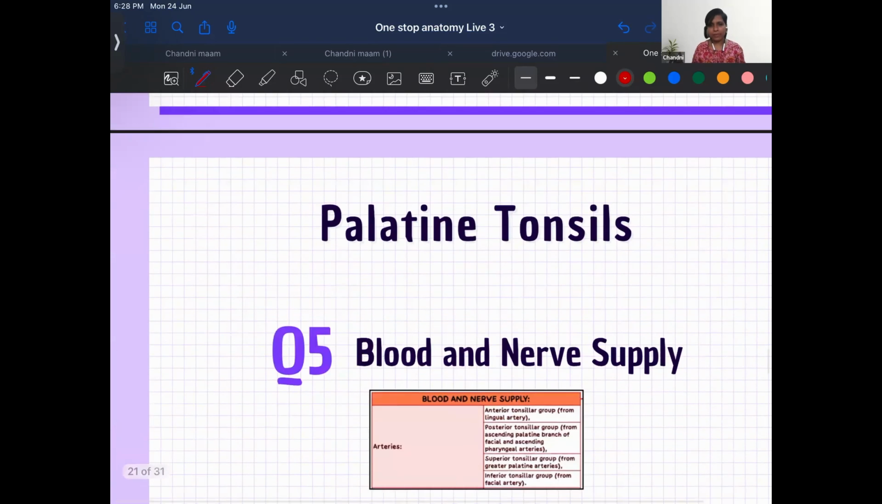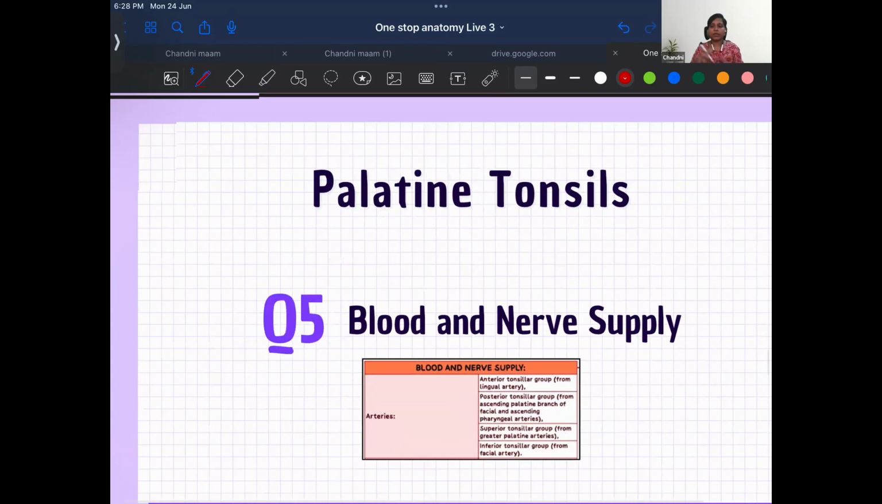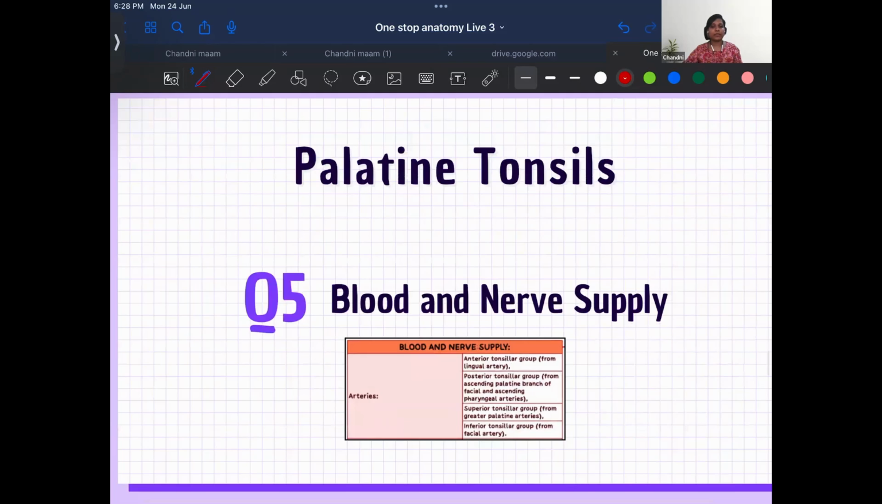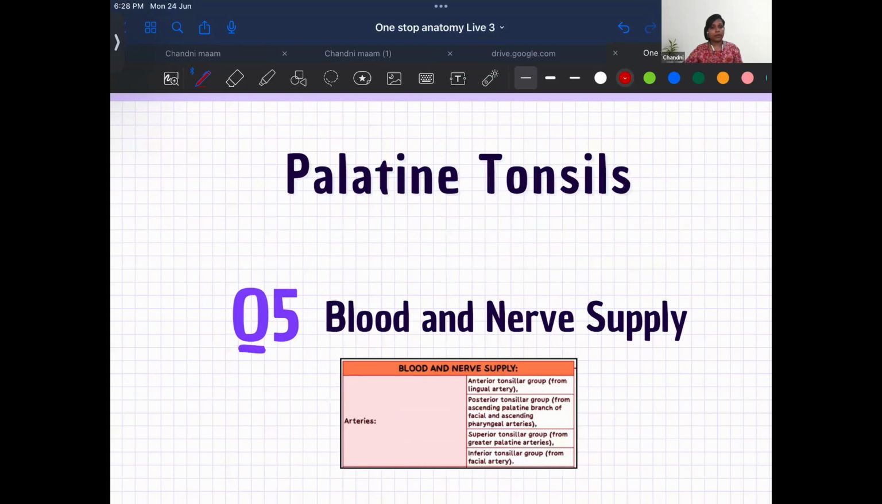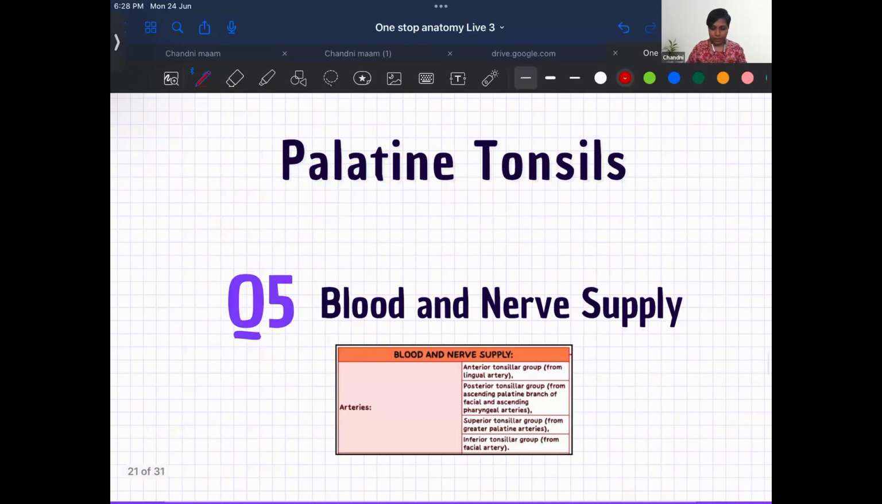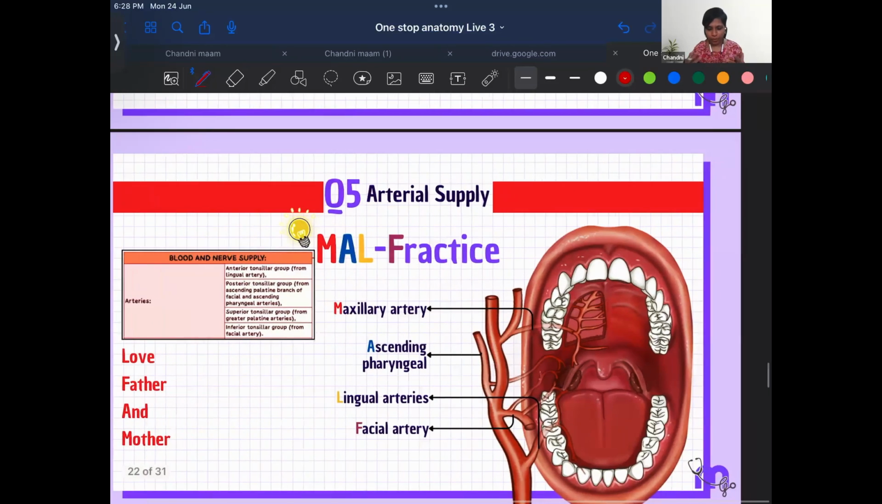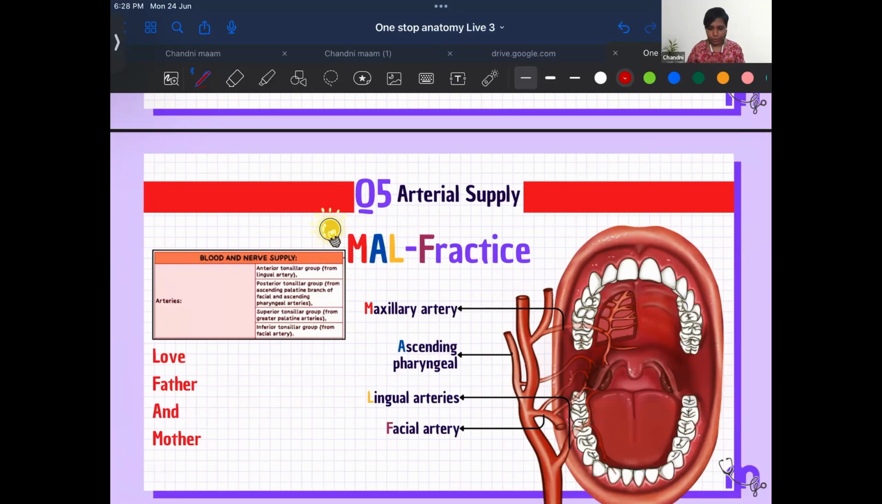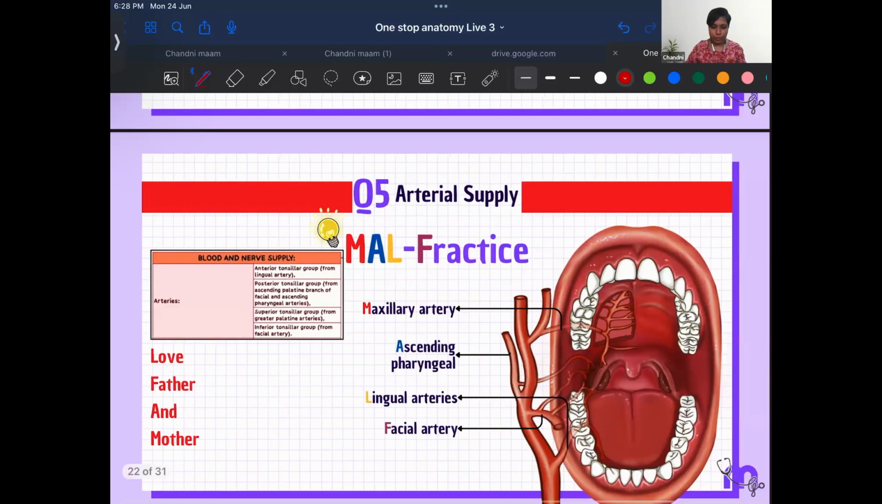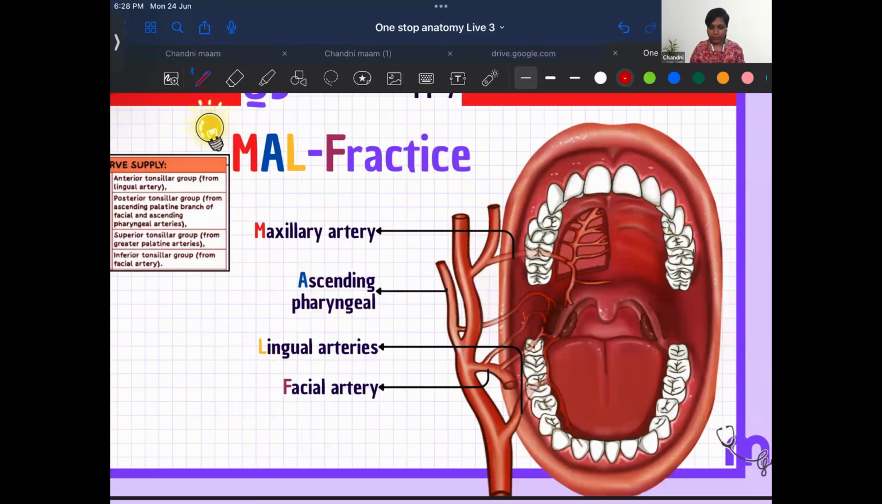Next. Now, since I'm anyway telling you that the capsule allows certain vessels and nerves to get in, now we can see which vessels and which nerves are actually getting in. Okay. Here also we have a few mnemonics. There are two different mnemonics, one that I studied with, and then there's a new one that I found. I'll tell you both and you can use whatever you need.